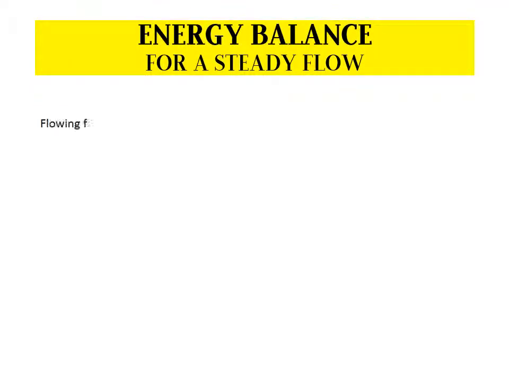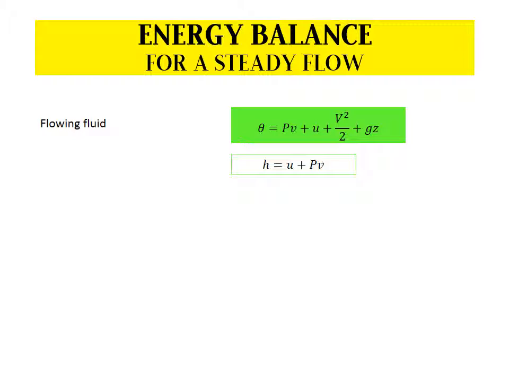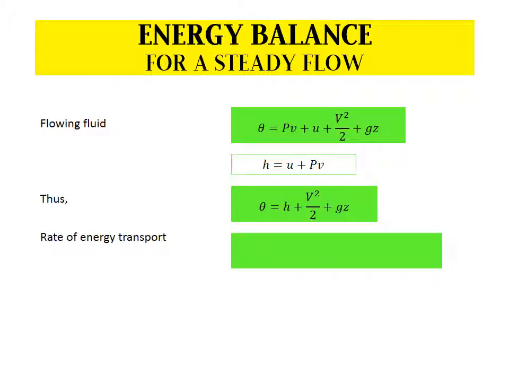Now, the fluid element has flow energy, internal energy, kinetic energy, and potential energy, which is theta equal to PV plus u plus V squared over 2 plus gz. The flow energy and internal energy are taken care of by enthalpy, h equal to u plus PV. Now, the fluid element becomes theta equal to h plus V squared over 2 plus gz.